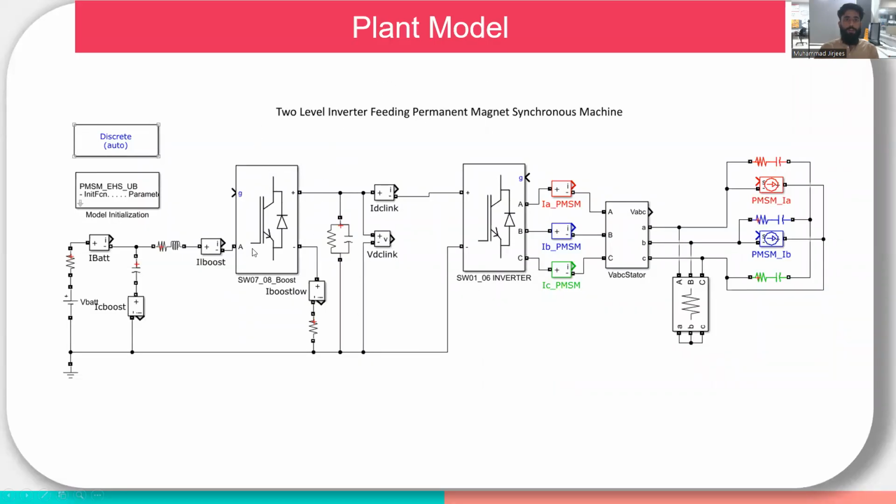Now, this is the plant model that we were going to use. It can be clearly seen that a boost converter is here, a DC link that provides stable voltage to the inverter, and this portion of the blocks is symbolizing or showing the PMSM machine.